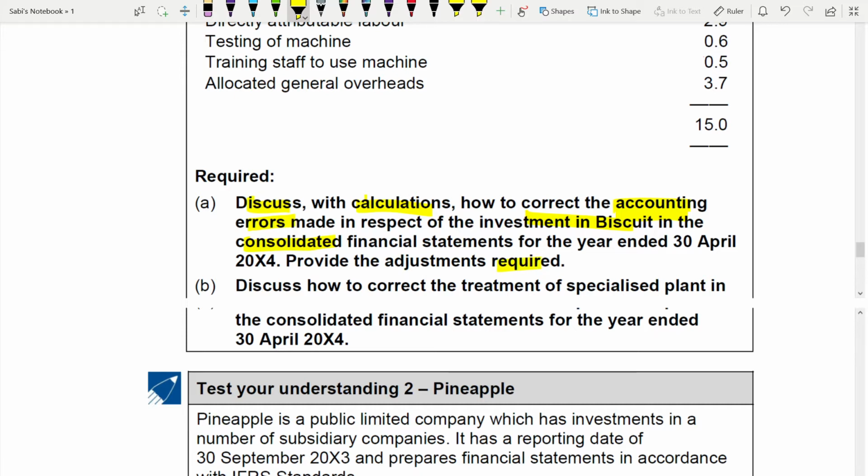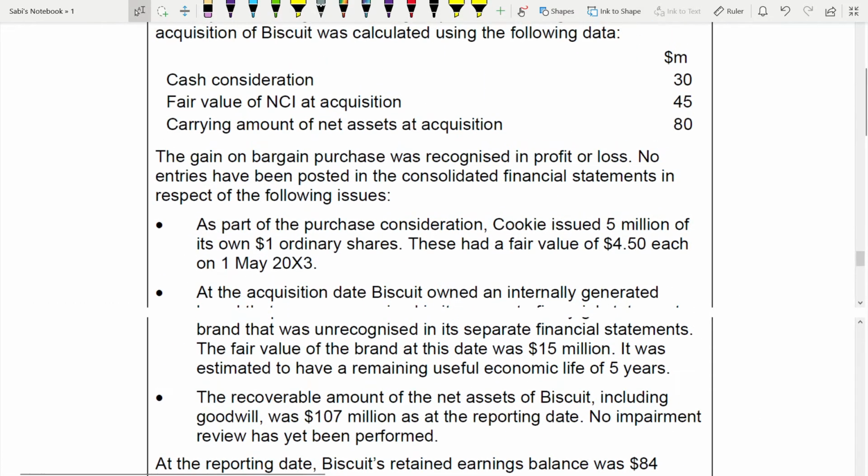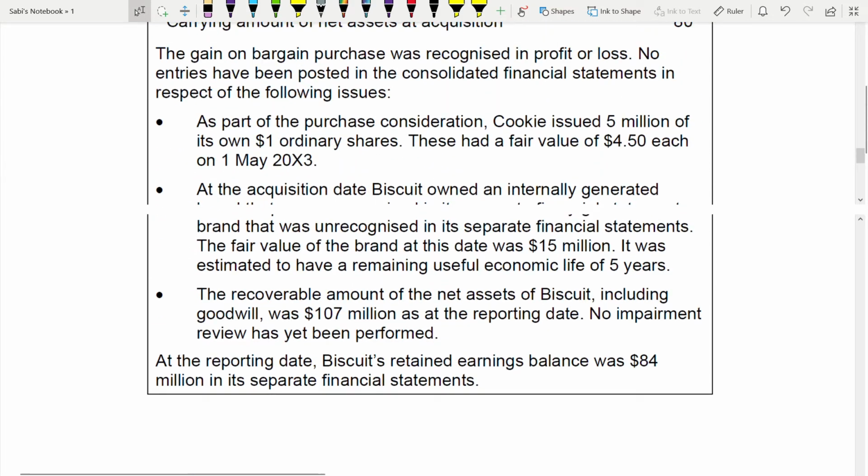B, discuss how to correct the treatment of specialized plant. This is only for a specific thing, specialized plant. How to correct the treatment. That means some treatment they have done which is incorrect. Now correct it in the consolidated financial statements only. You can do this in any order, this or that, it does not matter. But first we'll do the first one.